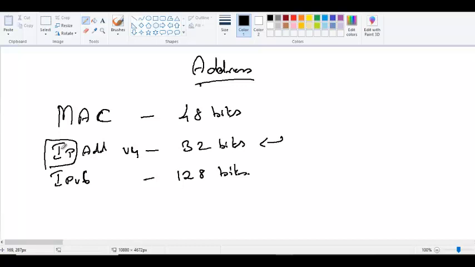But what I'm trying to say here is, whenever you enable some security protocols, IPv4 cannot accommodate. You will have a separate layer. Whereas in IPv6, you can attach a field where IPsec can be carried.